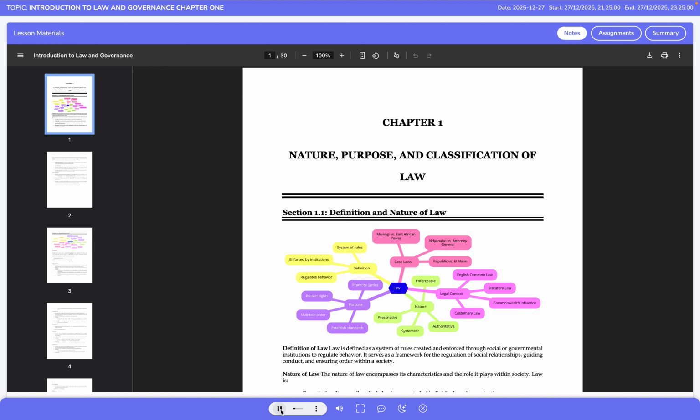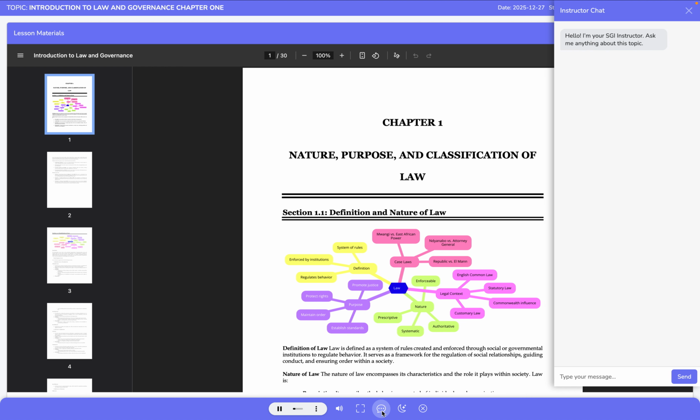I am delighted to officially welcome you to the course Introduction to Law and Governance, a foundational subject in your CPA journey. My role as your instructor is to guide you step by step in understanding how law operates within society and how it directly affects accounting, governance, business decision-making, and professional responsibility.